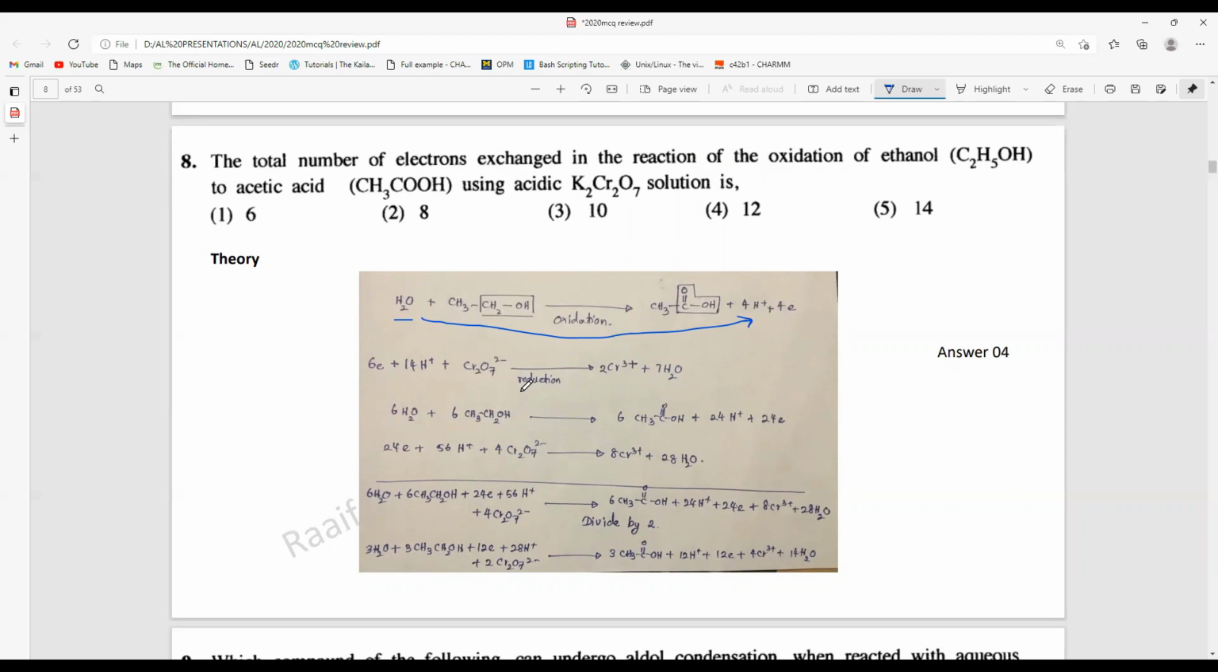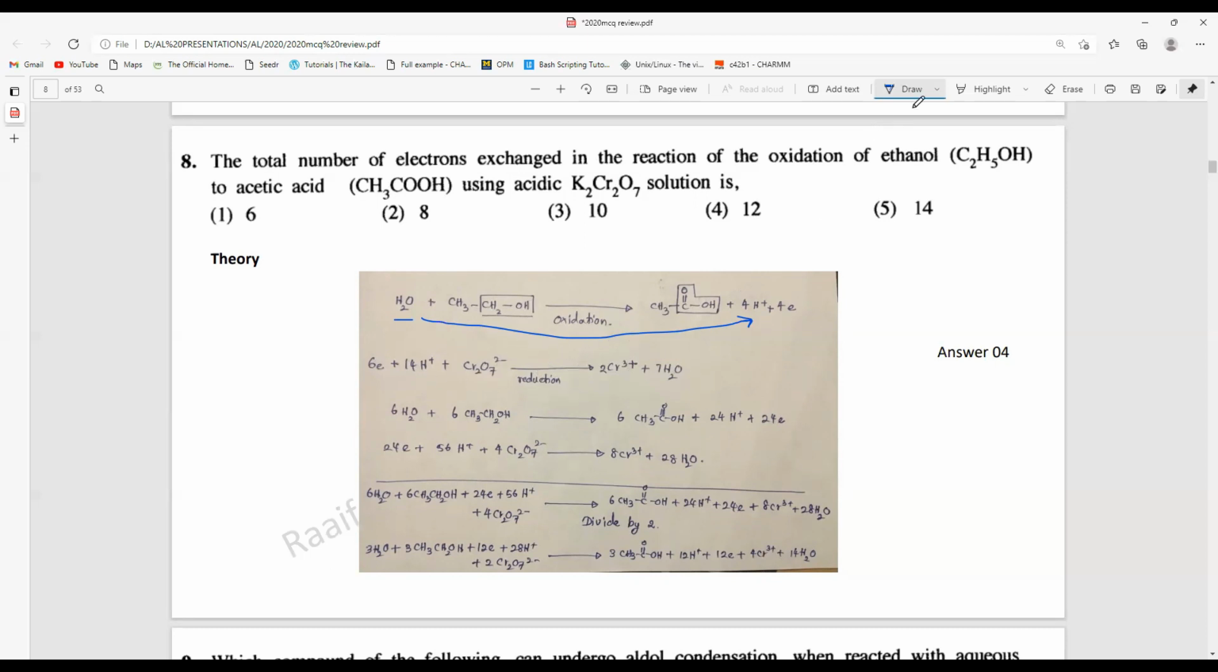Then I write down my reduction. This is typical dichromate into chromium. At this point, you don't need to even write down this and balance. You should be able to write this down directly: 6 electrons plus 14H+ plus dichromate gives 2 chromium 3+ and 7H2O. So this is my reduction equation.